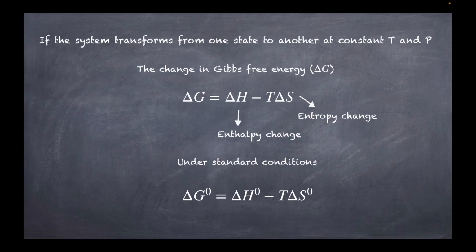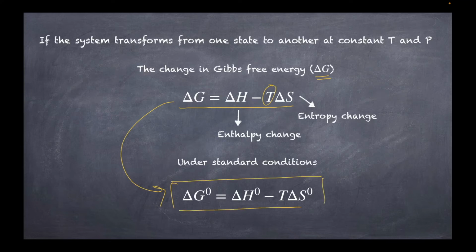Now if the system transforms from one state to another at constant temperature and pressure, then the change in Gibbs free energy, that means delta G, will be delta G equal to delta H minus T delta S, where delta H is the enthalpy change for the process and delta S is the entropy change for the process at the temperature T. Now under standard conditions we can write down this expression as follows: delta G0 equal to delta H0 minus T delta S0.